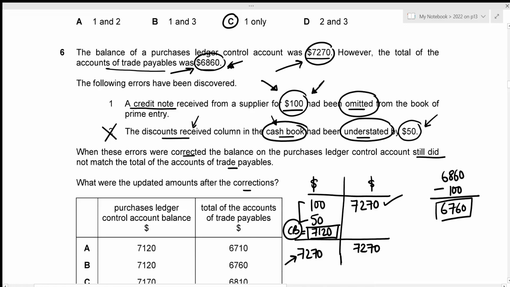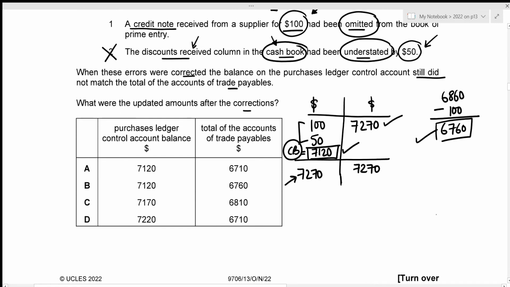So the answer that we're looking for will be 7,120 for the purchases ledger control account and 6,760 for our accounts of trade payables. Let's have a look at our options. We can see these two values are given in option B, so that will be the correct answer. This concludes question number 6. We can now move towards question number 7.